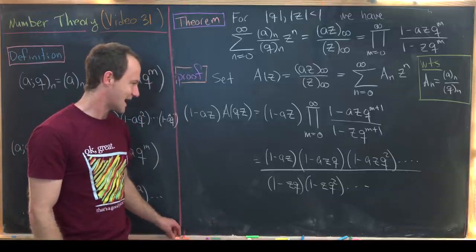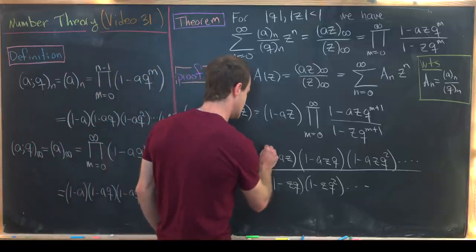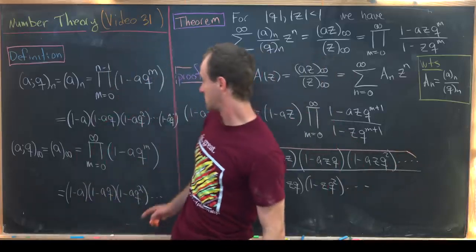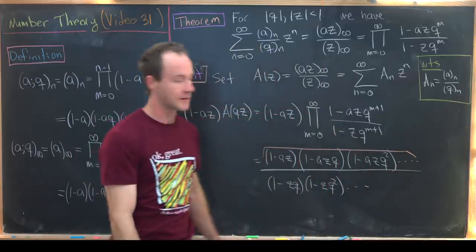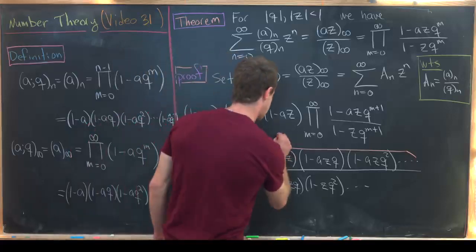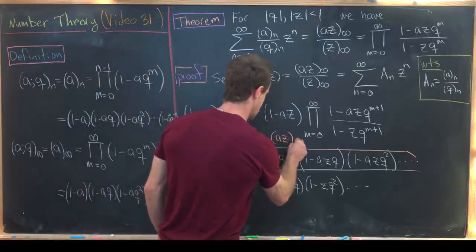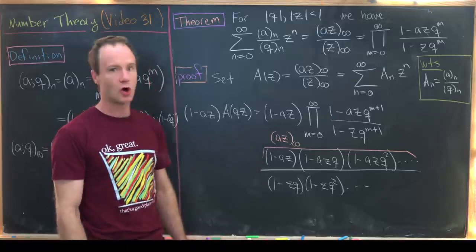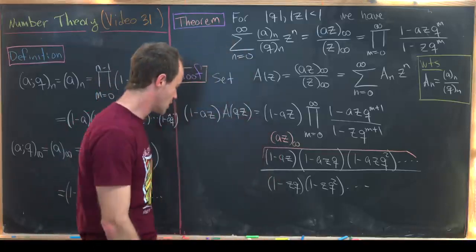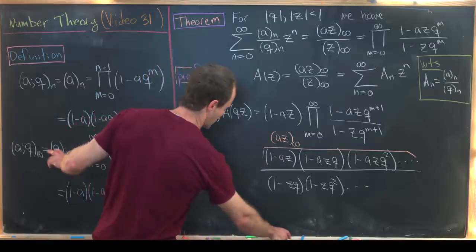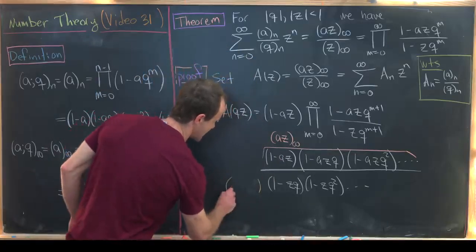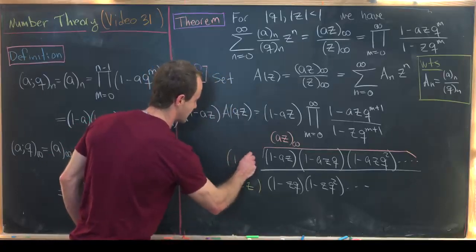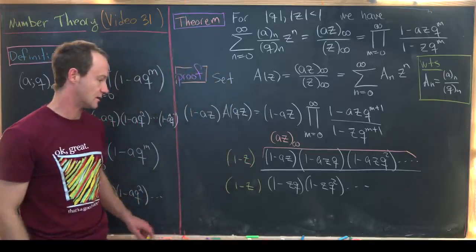Okay, then next we can see that this numerator is actually one of the products that's defined over here. This numerator is in fact A(z) infinity, which is actually good news. And then this denominator is almost one of our products over here. We can turn it into one of our products over here if we multiply it by 1 minus z, but that means we need to multiply the numerator by 1 minus z as well.